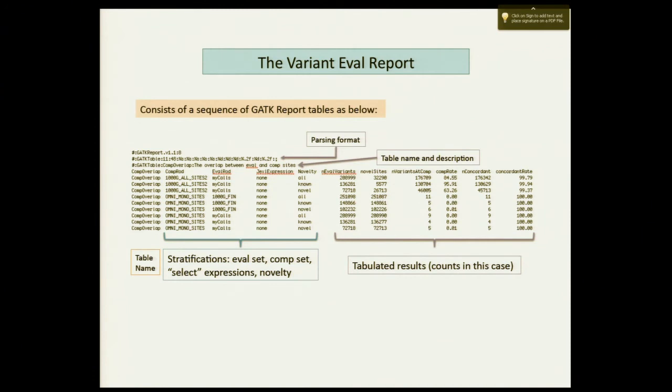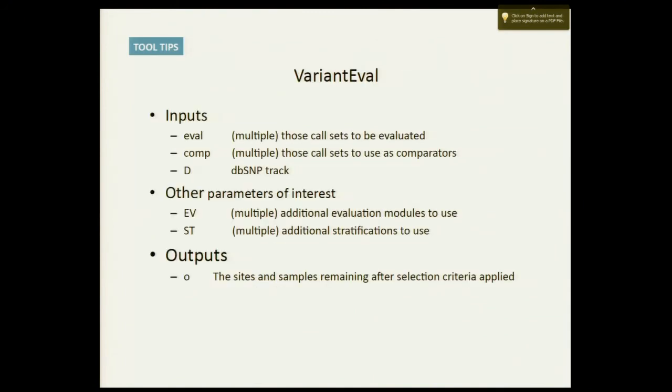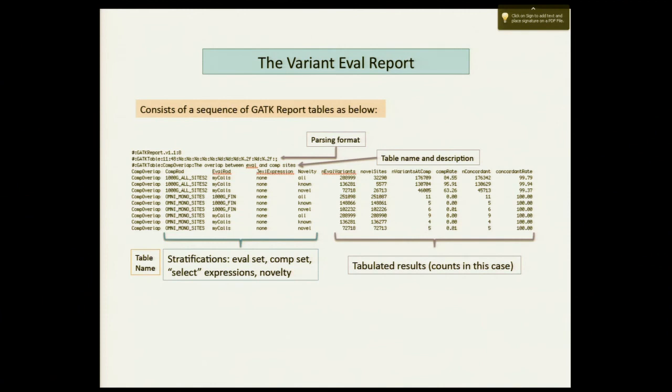In this one, we have comp overlap, which is the name of this particular evaluator, and it's telling you how much a particular input call set is overlapping comparison call sets. Here are the evals, again passed in through this eval argument. I have the calls that I'm making, my test calls, and the 1,000 Genomes finished samples. And there are the comparisons: the 1,000 genomes, all of them, and then the Omni chip, which is a genotyping chip, just those sites that are monomorphic.